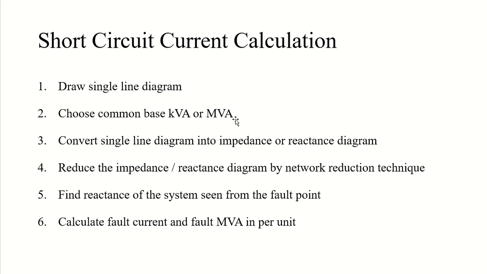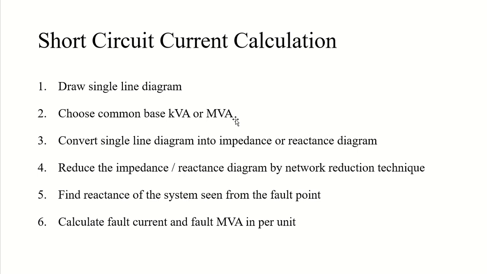In the next step, the fifth step, we will find the reactances of the system as seen from the point of view of fault, right? And after finding the reactances of my system, we can simply calculate the fault current and fault MVA in per unit, right? And your job is not done yet. Remember, whenever you convert any quantity to per unit, you also have to put it back in actual units. So after doing that, you have to convert per unit values to your actual values, right?